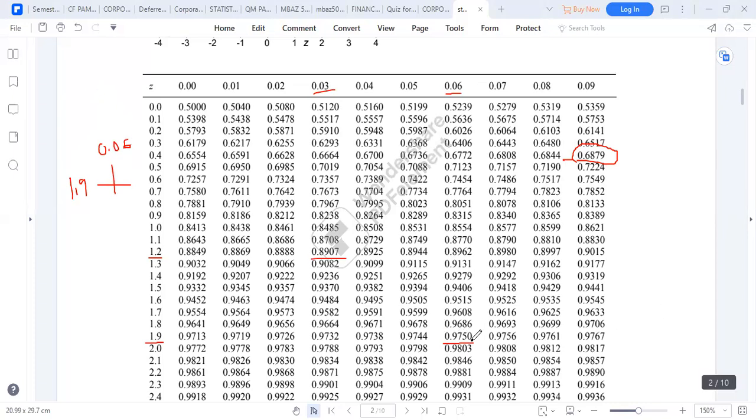So if I told you that this is my probability, 0.9750, give me the Z, you simply add 1.9 and 0.06. So this will give me a Z of 1.96. If I told you the probability of 0.8907, what is the Z? You add 1.2 and 0.03 together, you're going to get 1.23. I would ask you, give me the Z for this second one here.